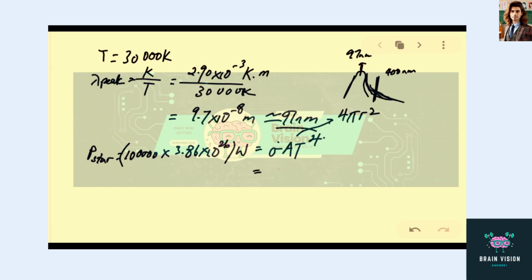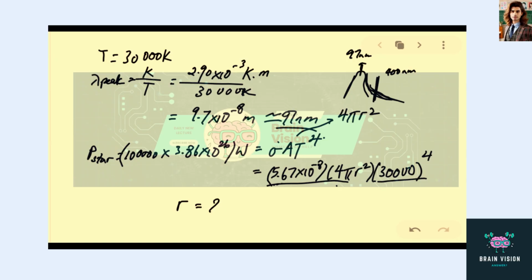Here, the sigma constant is 5.67 times 10 to the power minus 8. The area is 4 pi r squared, and the temperature is 30,000. If we divide all these constants over, 30,000 to the power 4 as well as 5.67 and 4 pi, and then take the square root of the entire expression, we should get r to be about 8.2 times 10 to the power of 9 meters. So this is the radius of the star.